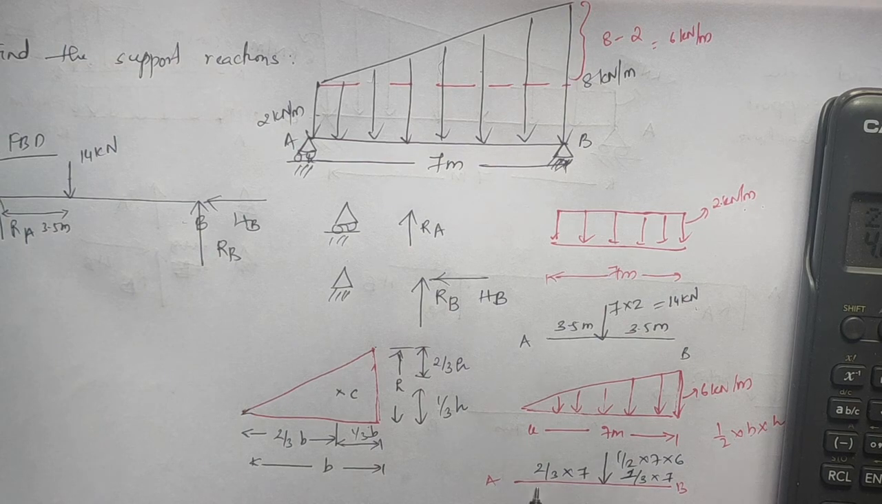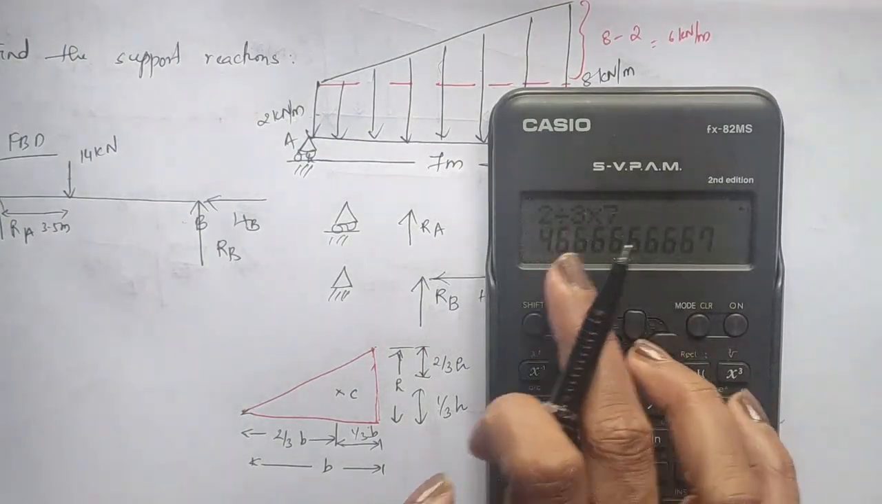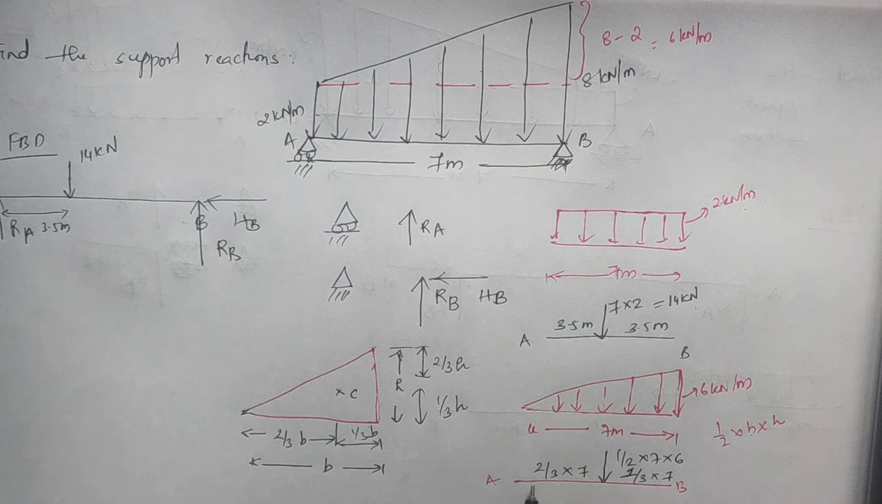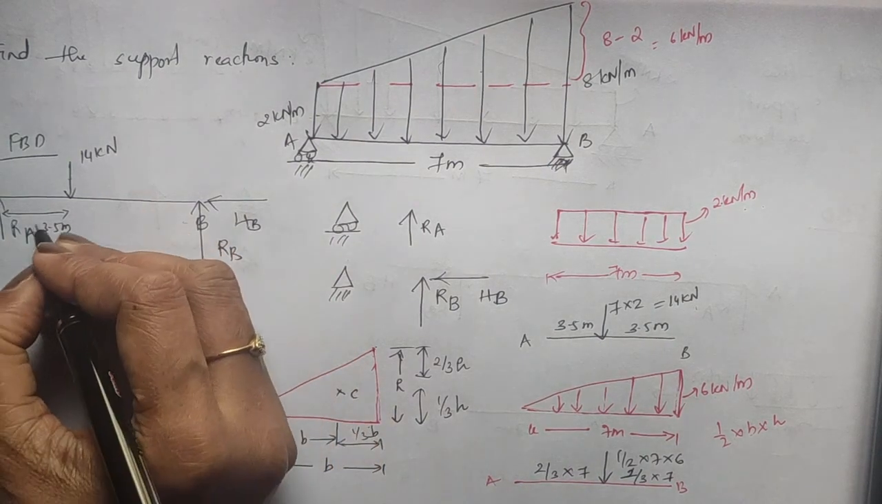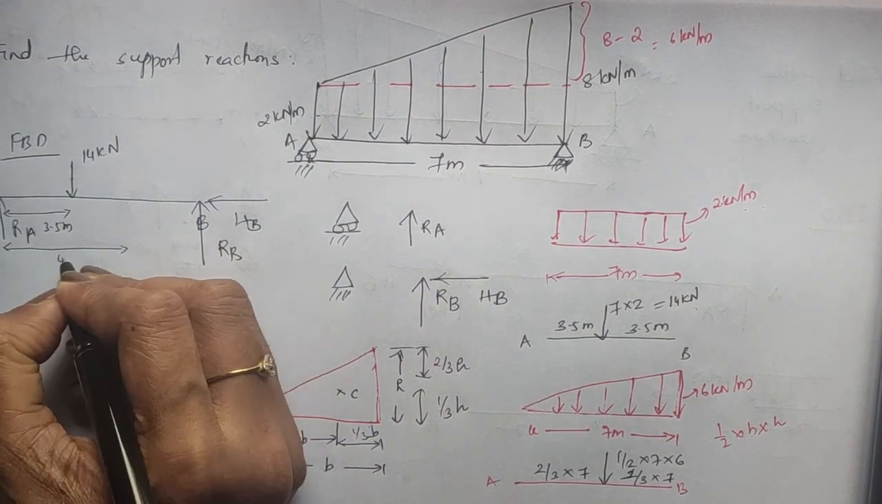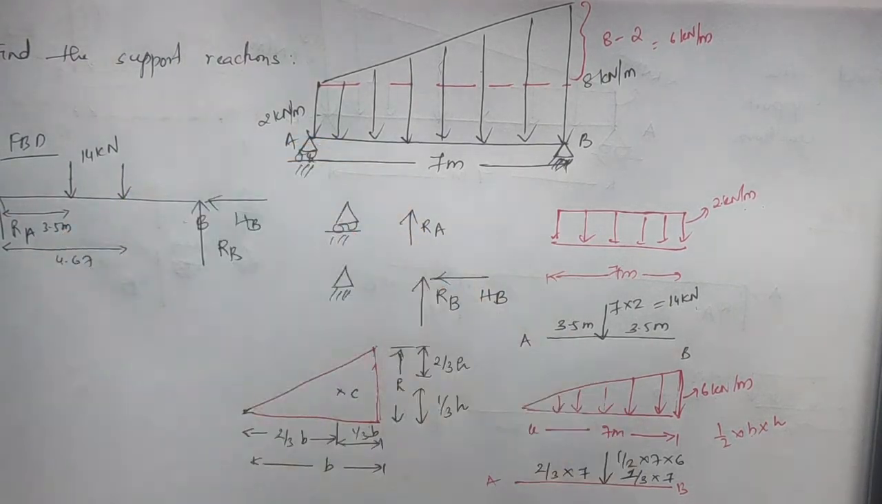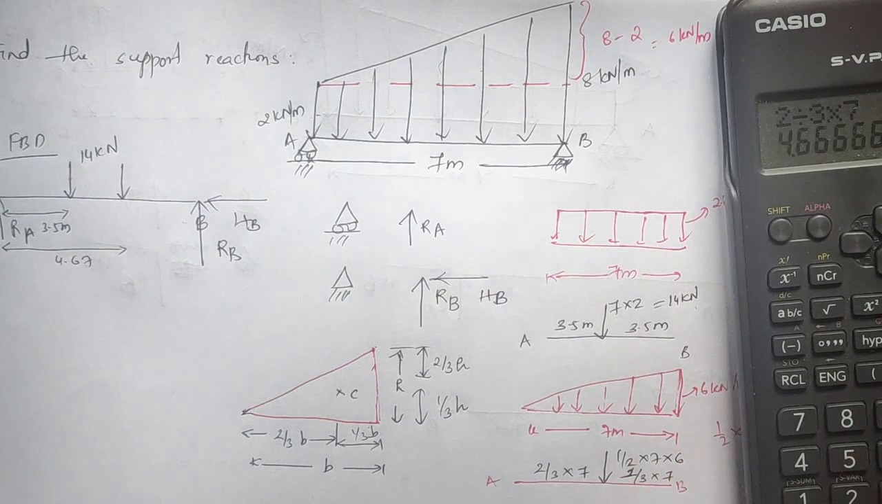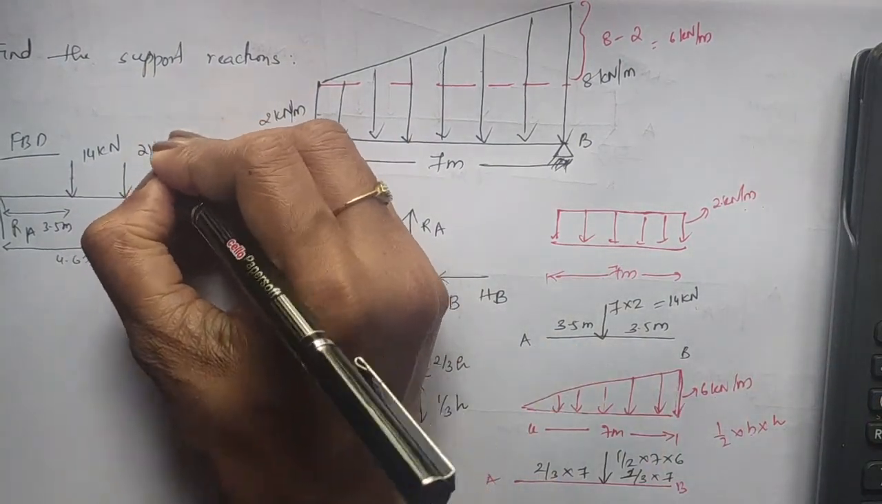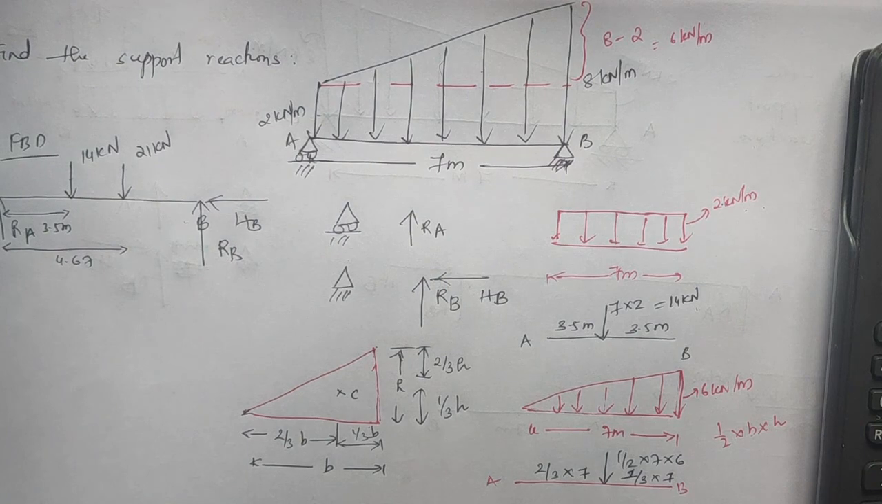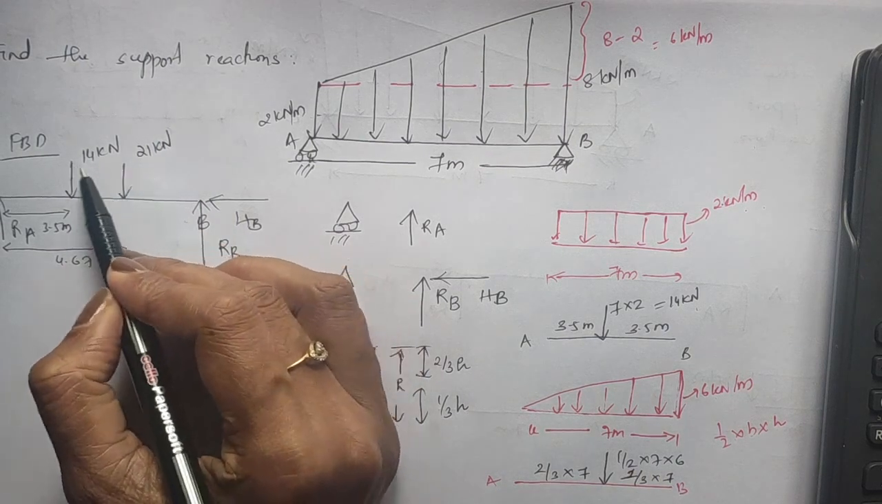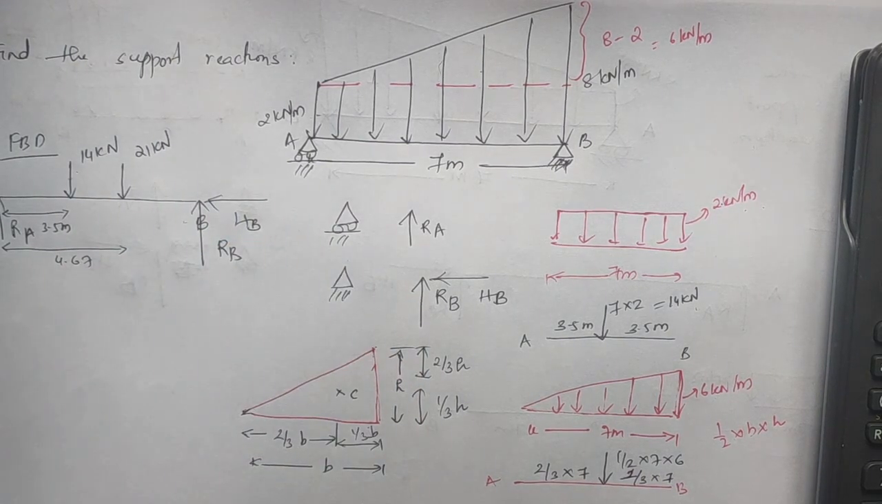The next load you have at 4.67, as you have calculated, which is 2 by 3 of 7. So after some distance, suppose I am marking this as 4.67. This load will be, what is the value? 21. Okay, 21 kilonewton. So I hope it's clear. This is the UVL and this is the UDL converted point load, and the distances I have also marked here properly.